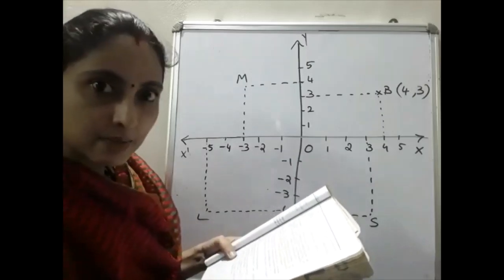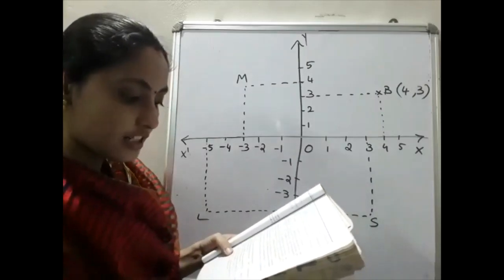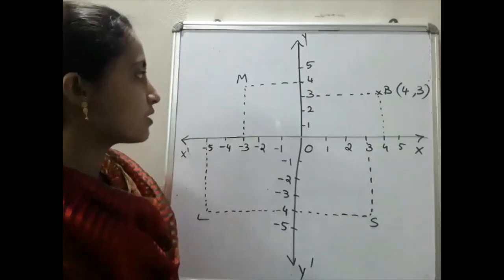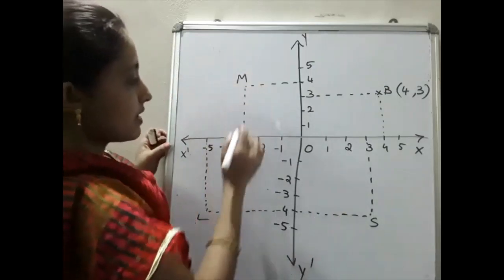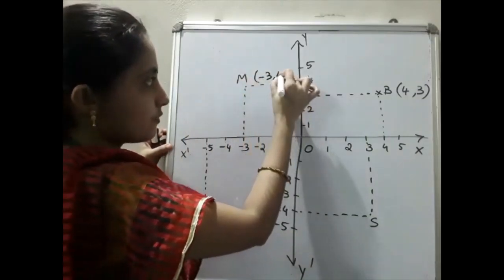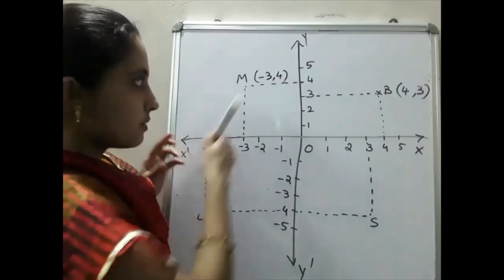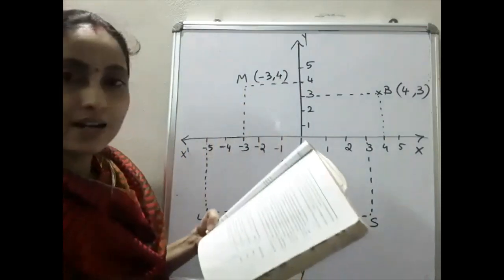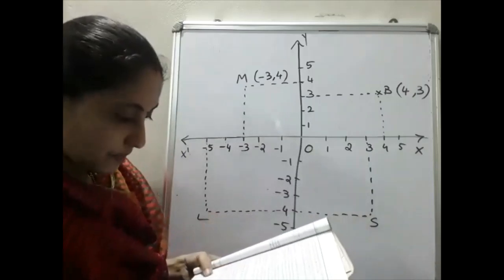Did you see that? Example 1. The x coordinate and the y coordinate of the point M. So M can be written as what? Here it is -3 and here it is 4. So the x coordinate is -3 and the y coordinate is 4. And the point is (-3, 4). Okay. And the next one.